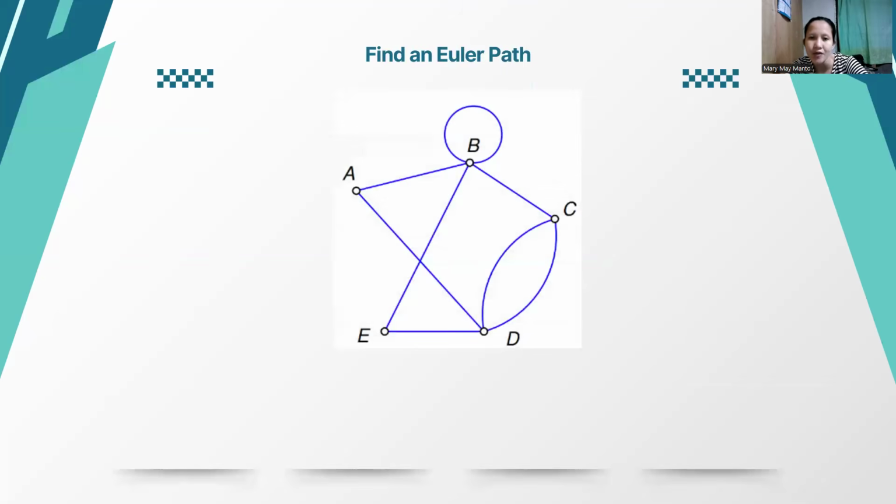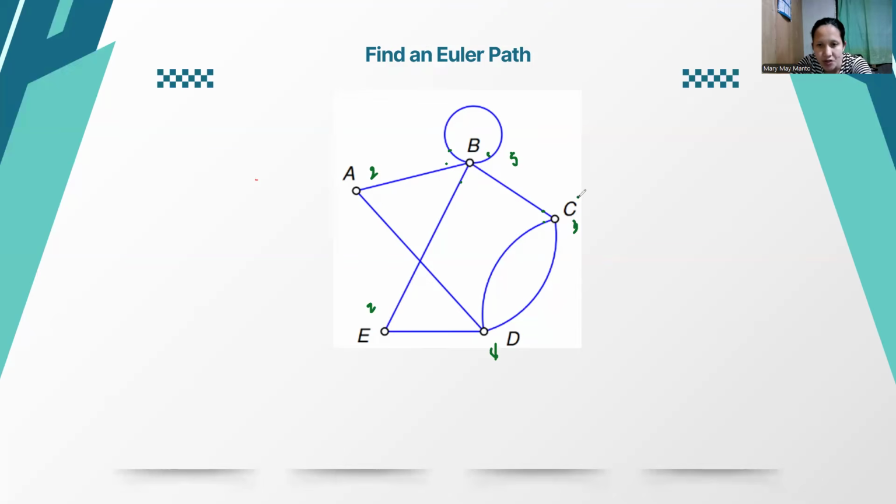Okay, let's try to find an Euler path in a given graph. Of course, let's check first if there is really an Euler path. Can we identify the degree of each vertex? Let's try. B has 1, 2, 3, 4, 5. A has 2 degrees. C has 1, 2, 3. D has 1, 2, 3, 4. And then this one is 1, 2.